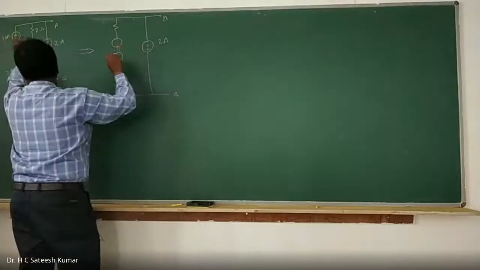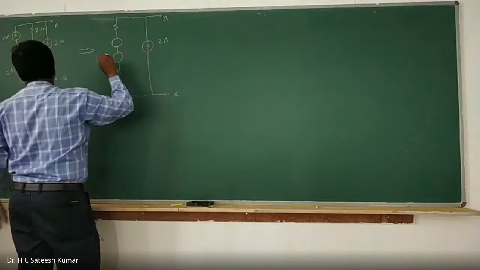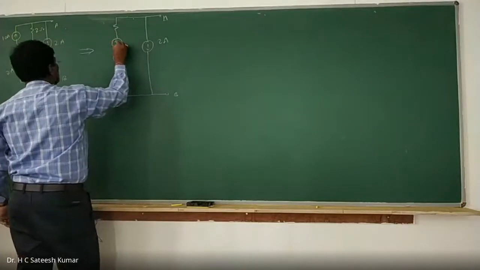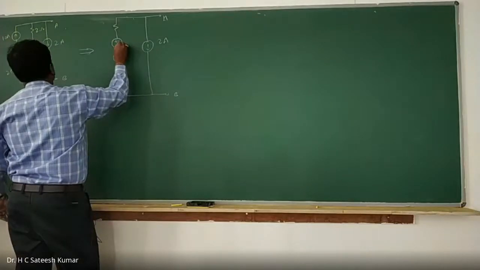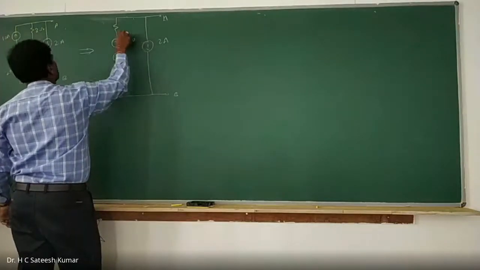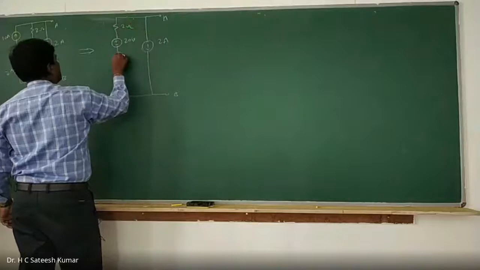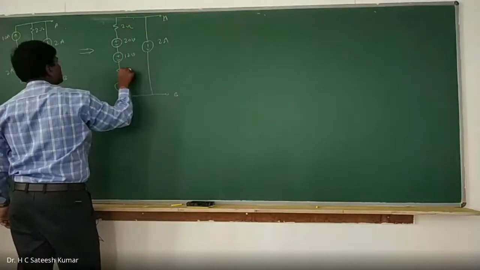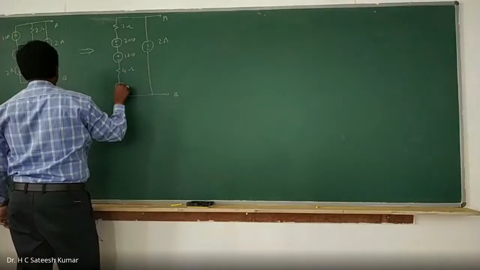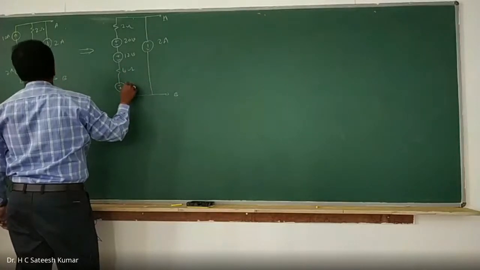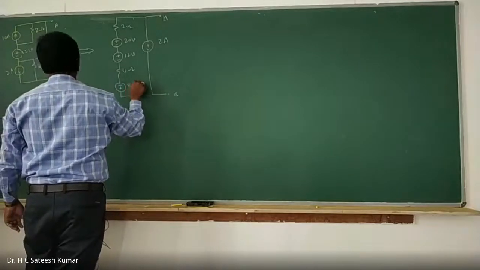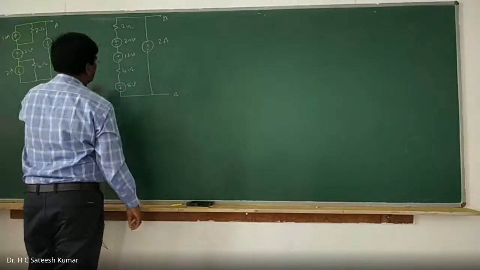Now convert this into voltage source, the current source in parallel with the resistance. So this will become a resistor, and the plus minus polarity is upwards. Now V is equal to I into R, 10 into 2, 20 volts, 2 ohms, and plus minus 12 volts, and this is 4 ohms, and minus plus 8 volts. Okay, all of them are in series.